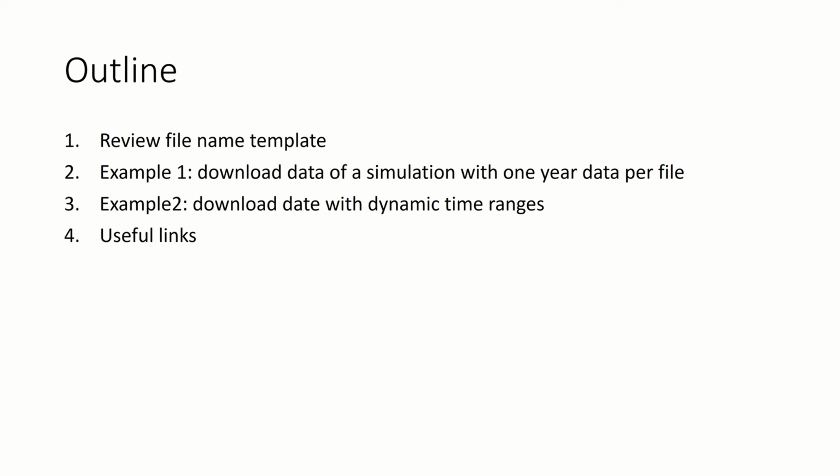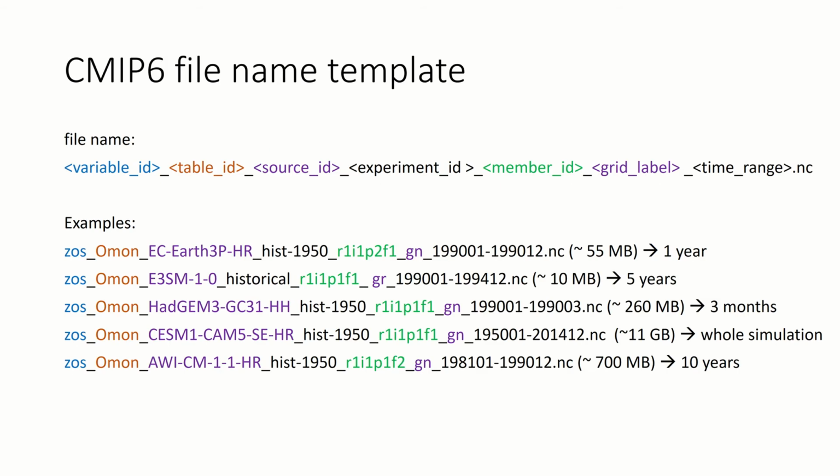So the outline: first we will review the file name template, and then I will show two examples. One, how to download data with a simulation for 1 year of data per file, and then I will show an example for downloading data with dynamic time ranges. So if your file names are not 1 year, if they're 5 years, 10 years, 20 years, how can you handle these different file ranges. And then I will present the links for some useful resources.